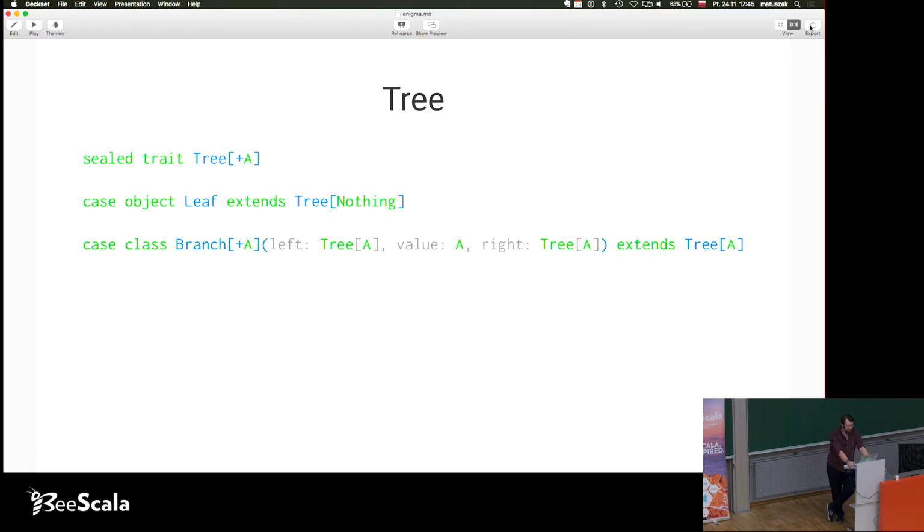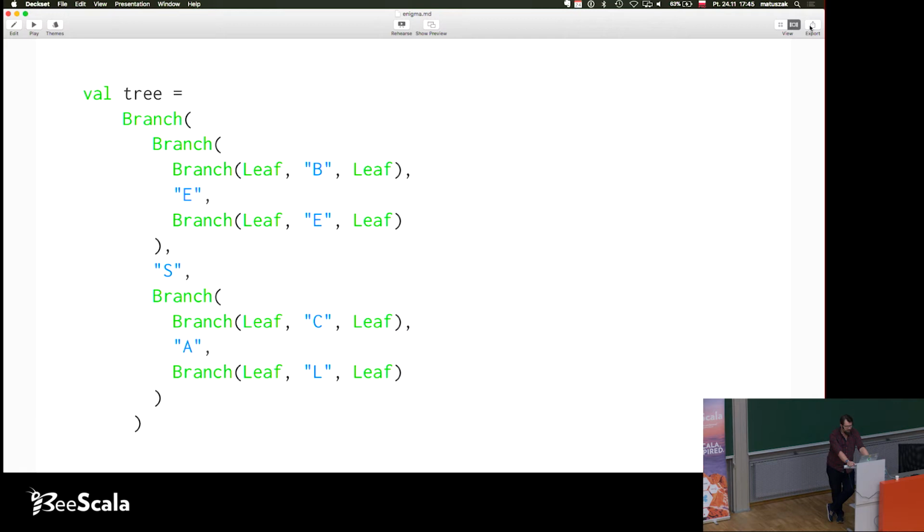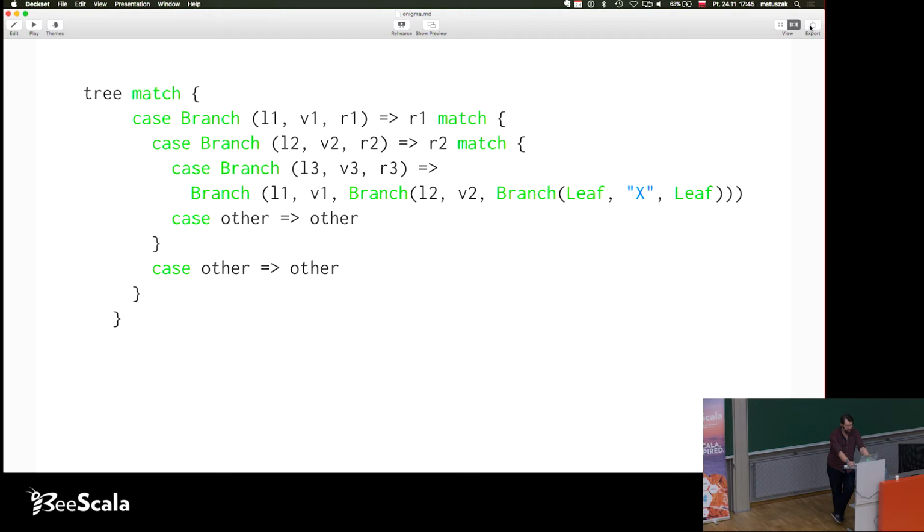Another example is a tree. It's a really simple tree, where you have a sealed trait which defines the tree. You have a leaf and a branch, which takes a left value and a right. So nothing fancy. And once we create an instance of the tree, and we would like to update something, we have to deconstruct the whole tree. So first, it's error prone.